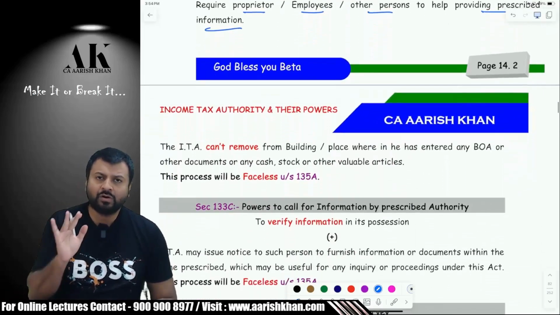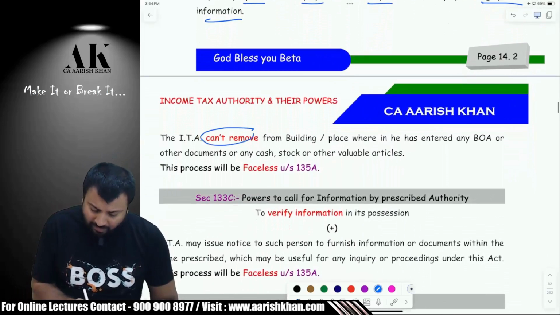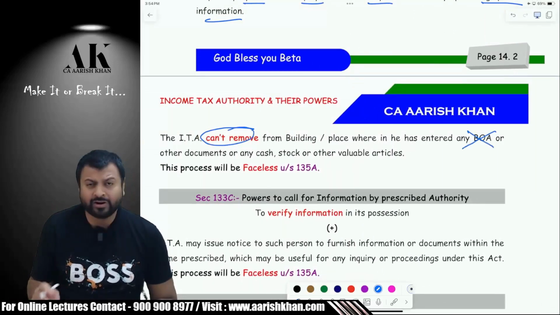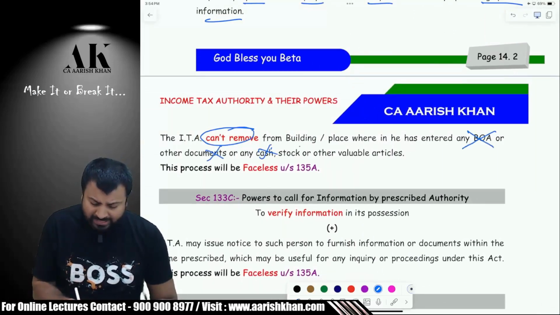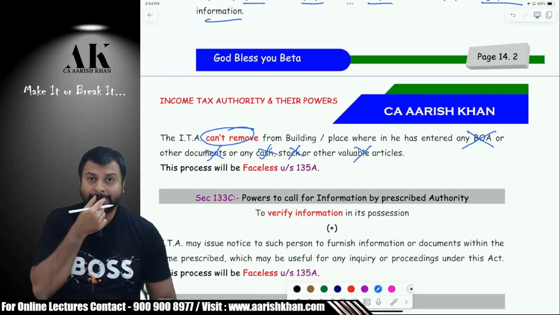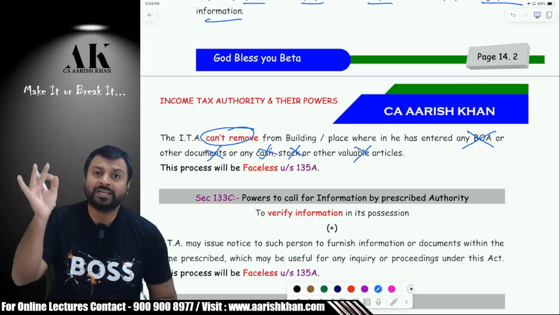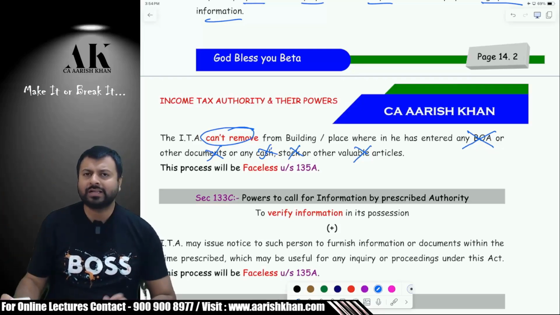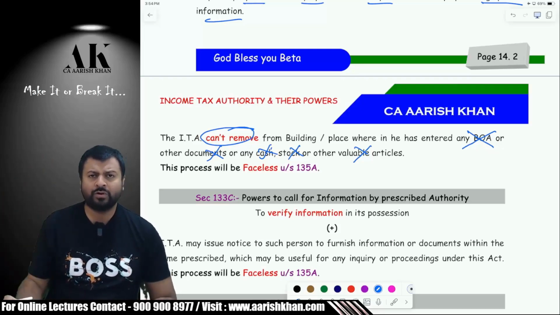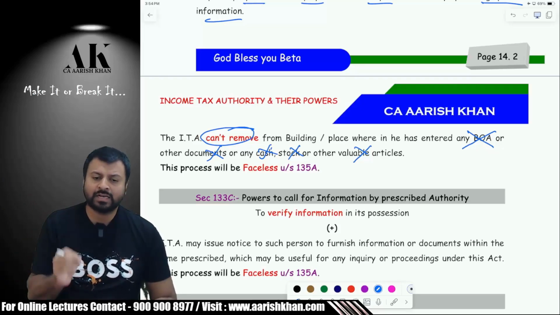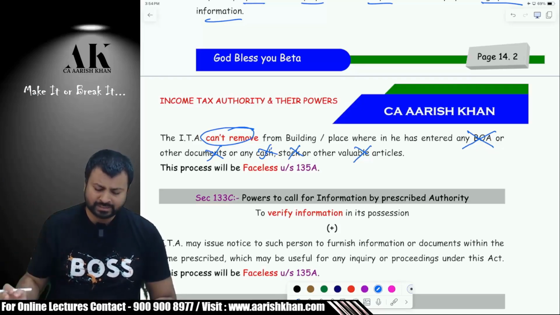Okay. And they will only come and take information. They cannot take anything from your building. They cannot even take your books of accounts, documents, cash, stock, other valuable articles. They are here to collect what? They are here to collect the information from you. So they will come and collect information and they will go away. Okay. Only collecting information is allowed under this section. Nothing else is allowed under this section.